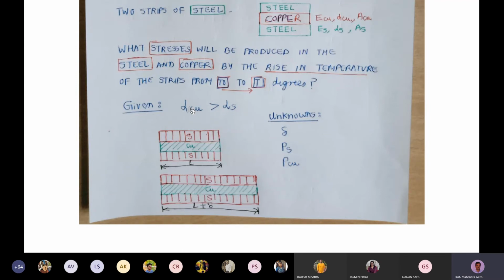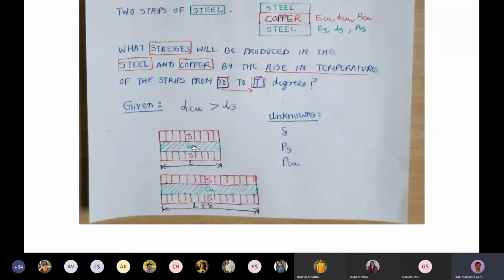However, because the coefficient of thermal expansion of copper is higher than steel, copper will try to expand more than steel. So although the copper wants to expand more, steel will prevent it from expanding because both are in contact. Steel will prevent it from expanding, and copper will not expand its maximum amount. There will be some reduced amount. It will expand to a smaller amount. So this copper is prevented from expanding.